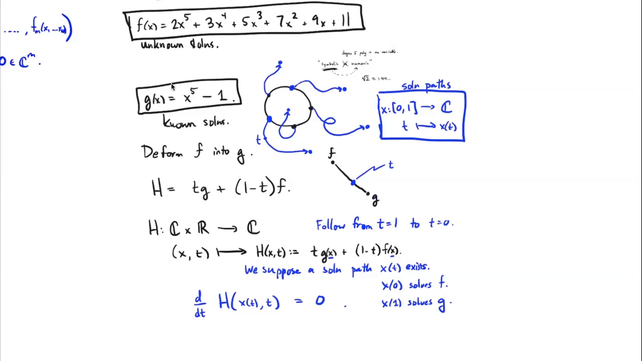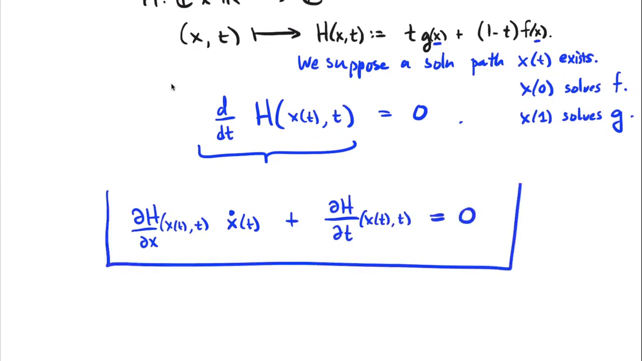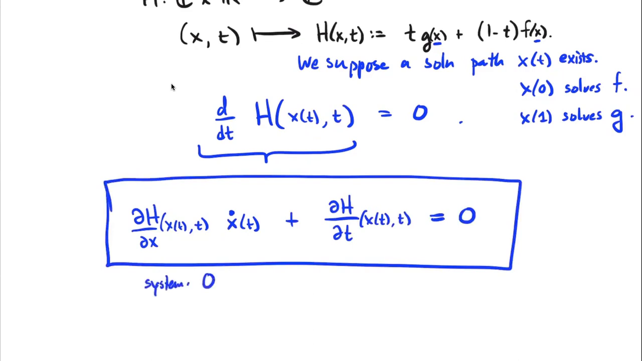so this is the basic setup. And now when we make this observation that the time derivative is zero, let's just expand this left-hand side and see what it says. Well, dH dx at x of t times x dot of t, that's the time derivative, and then plus, this is just the chain rule, now we differentiate in the first slot, and then we differentiate in the second slot, dH dt at x of t. And then dt is one. So in other words, right here, we have a system of ODEs.